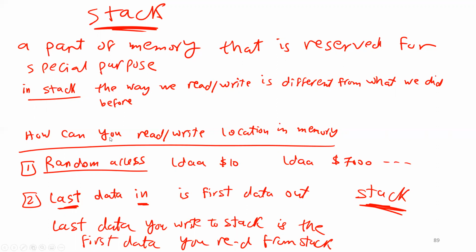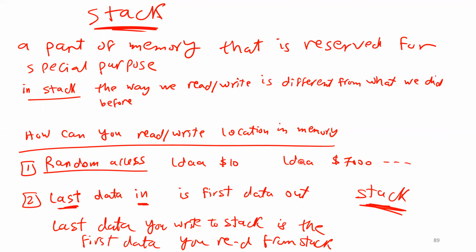Okay. So number one, how can we read or write from memory? There are several ways, but one way is what we did before. We call it random access. You can tell from the English word random that it means there is no sequence. So I can read location number 10, and after 10, I'm not forced to read 11, 12. There is no sequence. It's random. After 10, I can jump and read location number 7,000. That's why it's called random access.